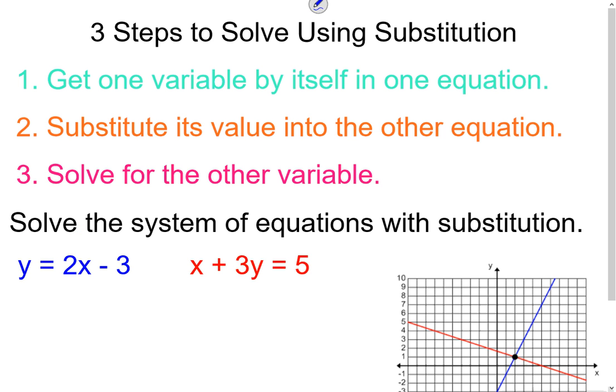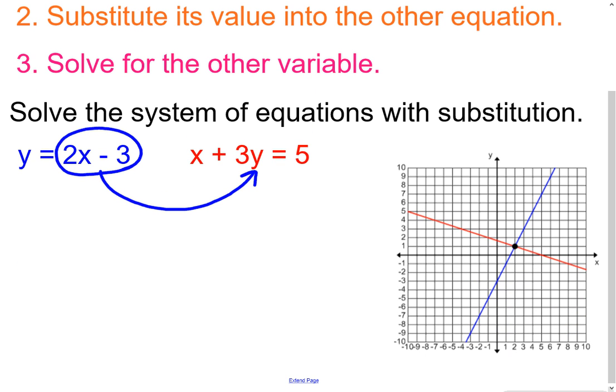Now step 2, substitute its value into the other equation. So this is where it's saying, let's take what y is equal to, and let's put it into the other equation. And this is where I like to use circles and arrows. So I circle what the y is equal to, and then I draw an arrow to where I'm going to put it in the other equation. It's going to go right there. And now I'm going to take that second equation, the red one for me, and I'm going to rewrite it. But instead of putting the y there, I'm going to put the value of y, which is 2x minus 3.